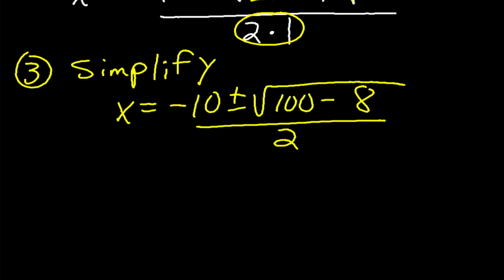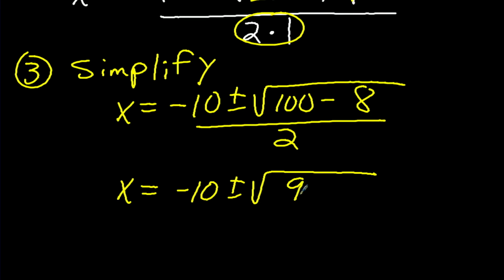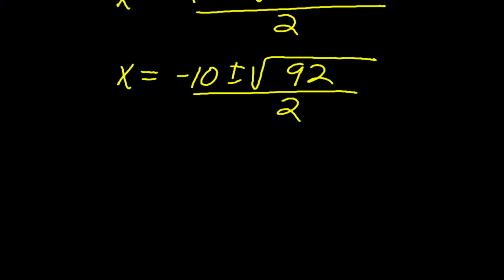Then we're going to simplify a little more. So x is going to equal negative 10 plus or minus the square root. And then we do 100 minus 8, which gives us 92, all divided by 2. And then we continue to simplify.